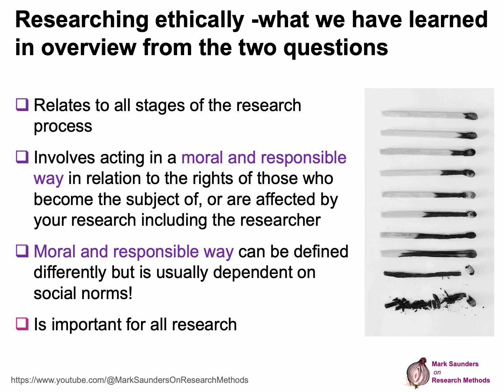So, what have we learned in overview from these 2 questions? The first thing is we've learned that it relates to not only collecting data but also to analysing data and to gaining access. So it relates to all stages of the research process. The second is it involves you or me as a researcher in acting in a moral and responsible way in relation to the rights of those who are subject to or affected by the research. And this action of being moral and caring is also about caring for ourselves as researchers. The other thing we've learnt is that because it's dependent on social norms, moral and responsible can be defined in different ways. And the other thing we've noticed is that it's important for all forms of research, not just questionnaires, not just interviews, not just observation, not just secondary data, but all forms of research.